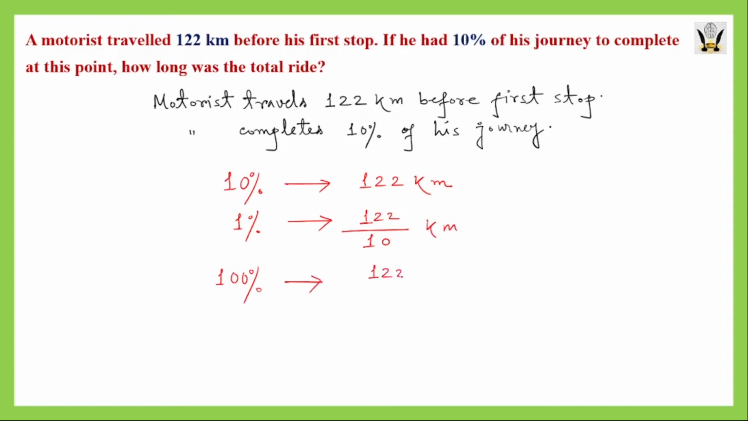So it will be 122 divided by 10 and then multiplied by 100. So the total will be 1220 kilometers. And also we may not write the percent symbol here if it confuses us, but definitely we will write it in a full sentence as and when required.